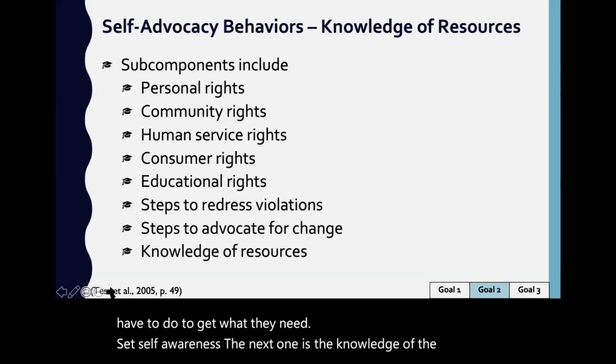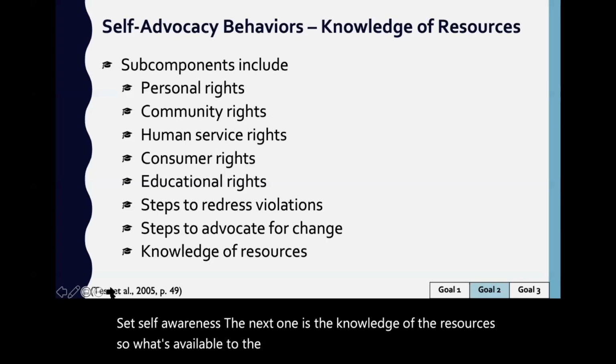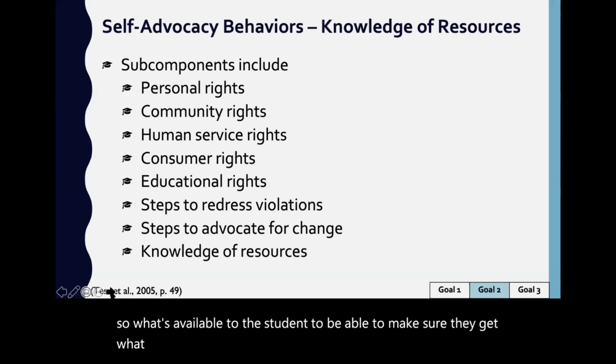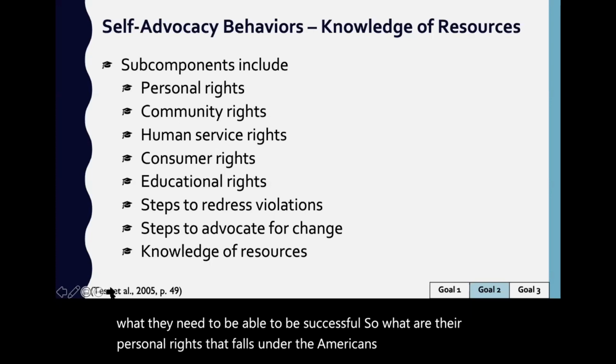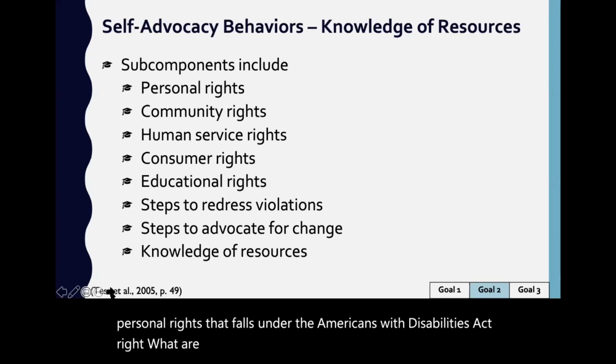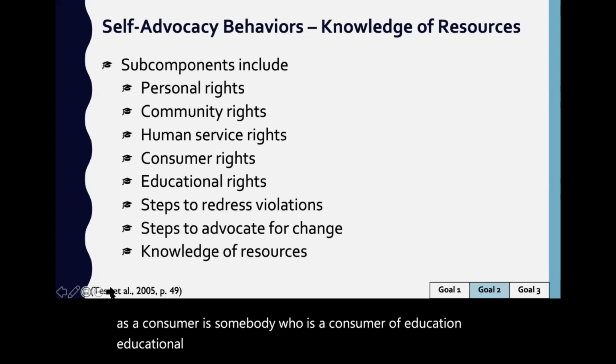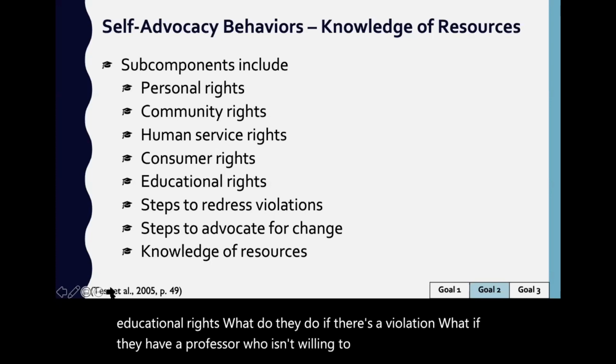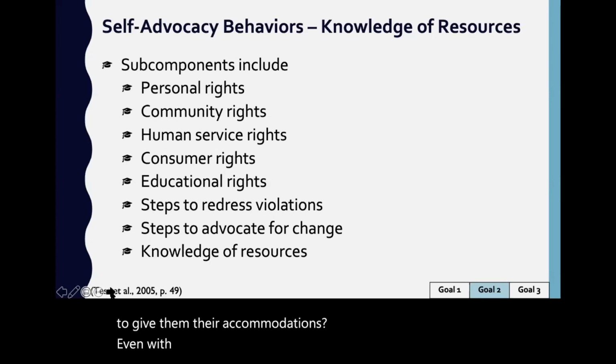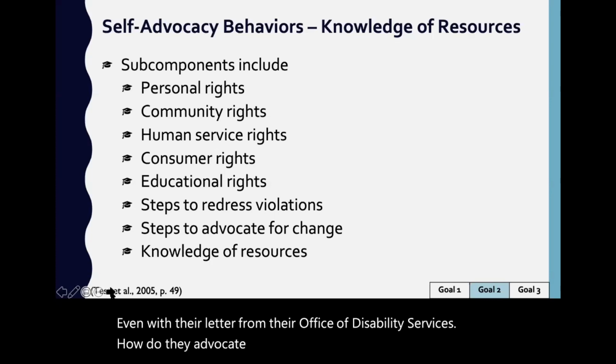The next one is the knowledge of the resources. So what's available to the student to be able to make sure they get what they need to be successful? So what are their personal rights? That falls under the Americans with Disabilities Act, right? What are the community rights, human service rights, rights as a consumer of education, educational rights? What do they do if there's a violation? What if they have a professor who isn't willing to give them their accommodations, even with their letter from their Office of Disability Services? How do they advocate for change on a broader scale?